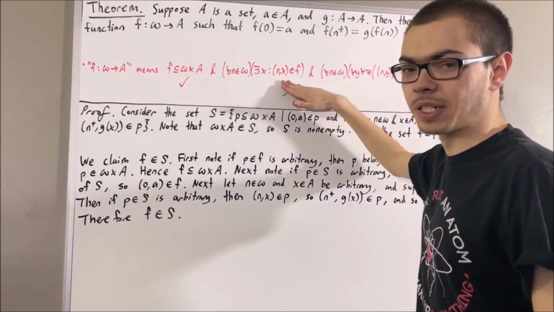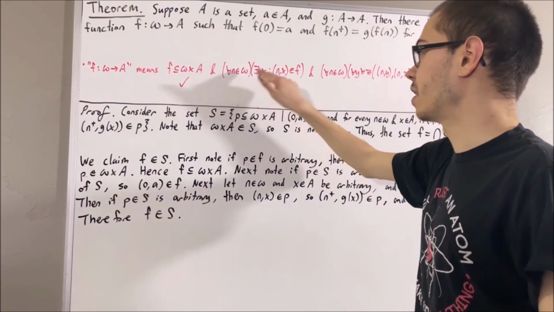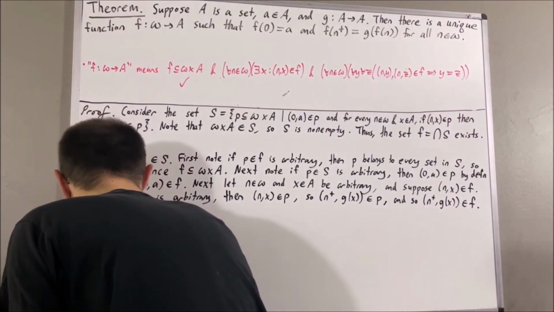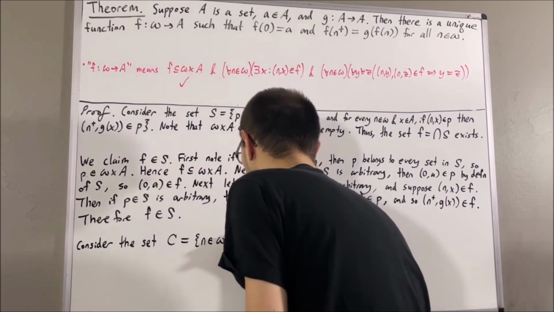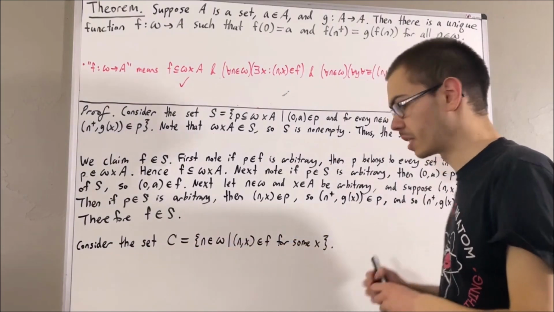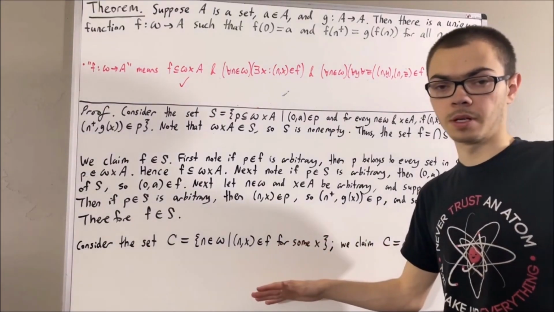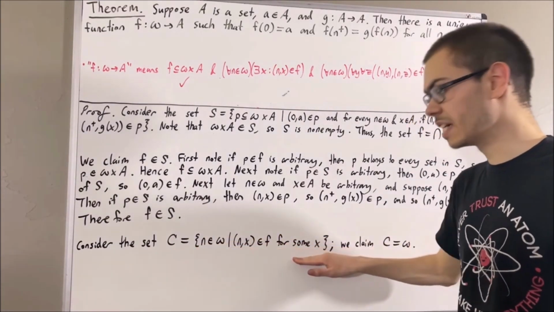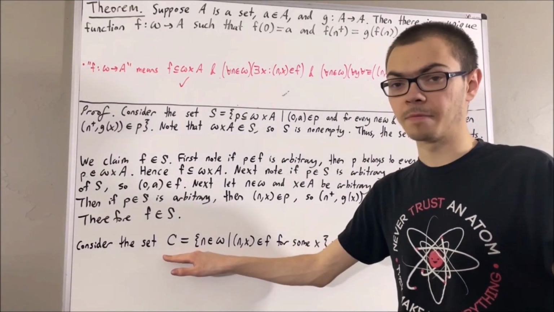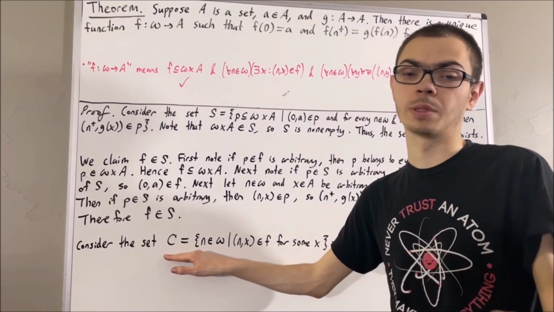To prove the existence statement, we consider the set C consisting of the natural numbers n such that n comma x is an element of F for some x. And the claim is that C is equal to the set of natural numbers. To prove that, we can use the principle of induction, which tells us all we have to do is show that C is an inductive set. And to prove that, we want to show that 0 is an element of C, and then we want to prove if n is any element of C, then the successor of n is an element of C.